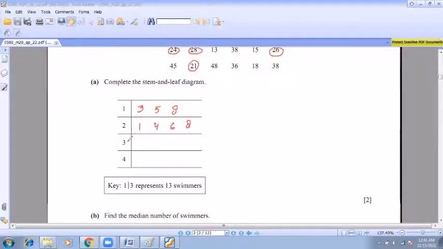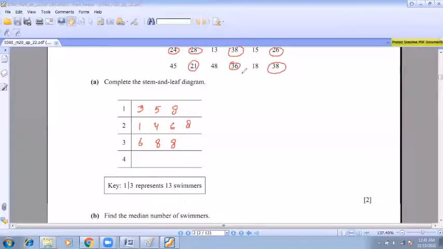Now we will move on to 3, like 31, meaning 30 to 39. So the first one we can find is 36. So here 36, then 38, here 8, again 38, there are 2.